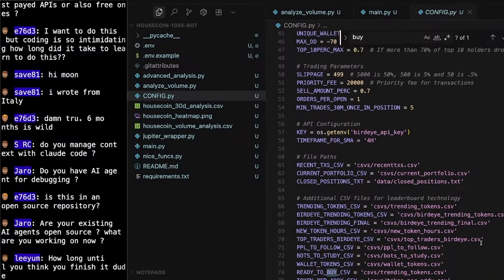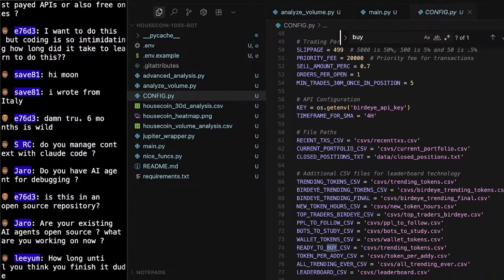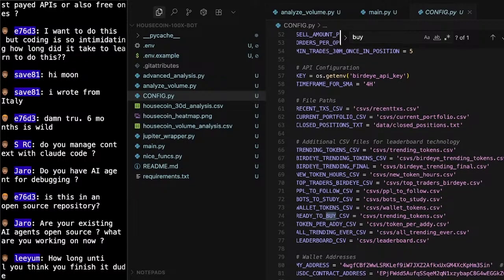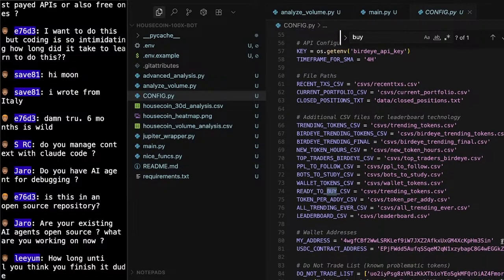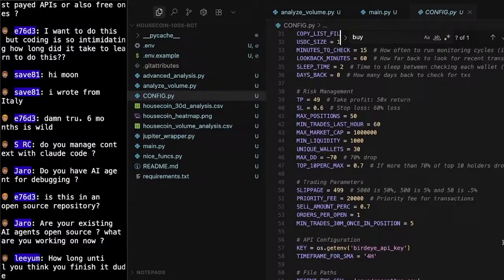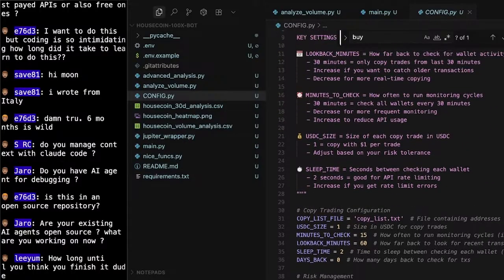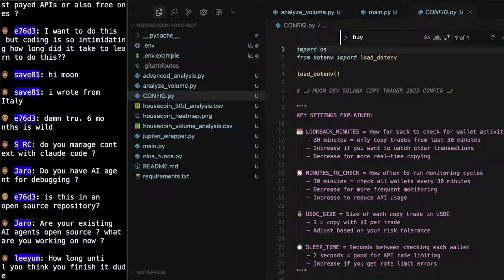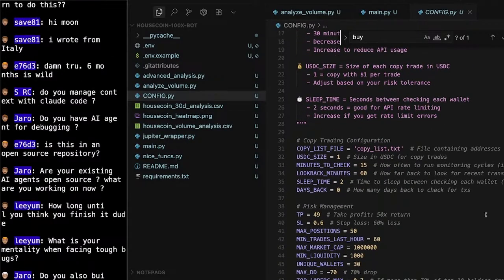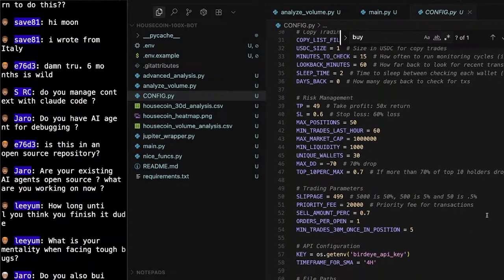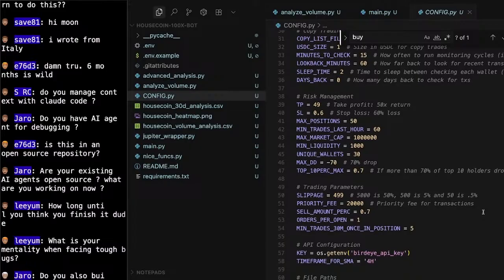Honestly, I don't think we use any of those CSVs or file paths, wallet addresses, none of that stuff. This is for some other stuff. So really, we don't need much of the config since we have our own configurations. So you can get rid of it. We're going to need the slippage and the priority fee, but I think that's about it.